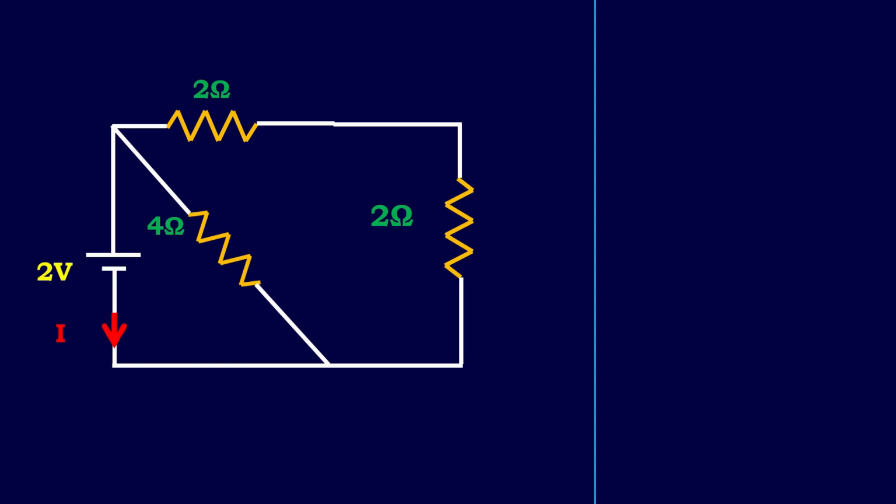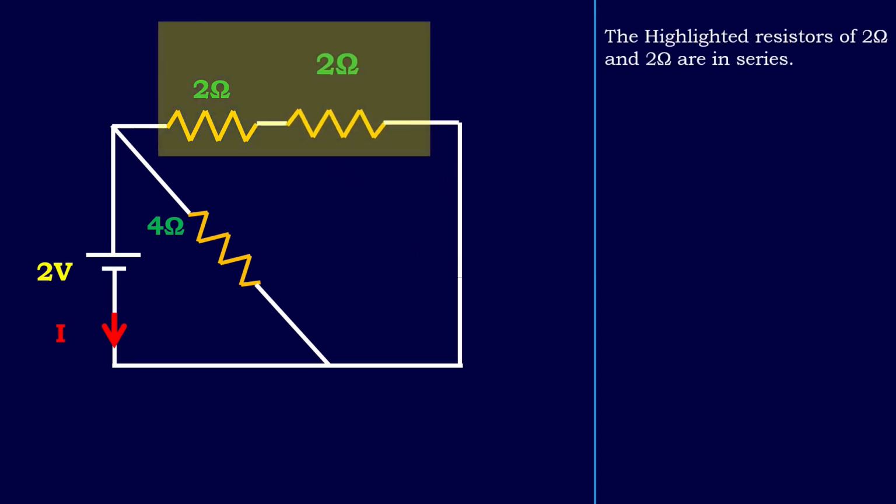On closer inspection, and after a slight rearrangement, we observe that the two 2 ohm resistors are connected in series, as highlighted. We can now combine them into a single equivalent resistance. Let us denote this as R2. Since they are in series, their resistances simply add up. So the value of R2 becomes 4 ohms.